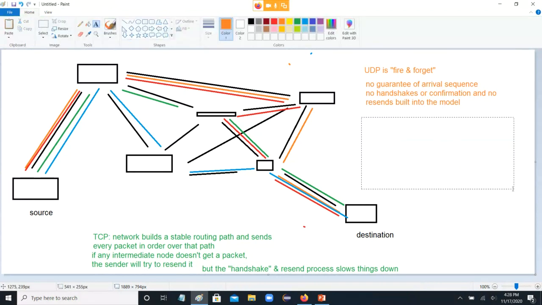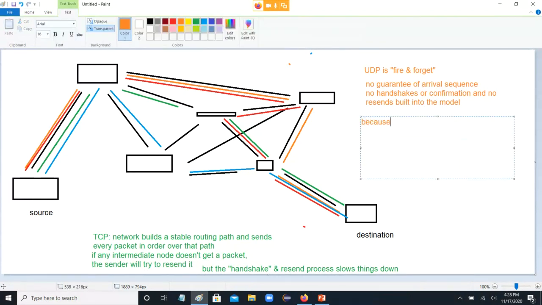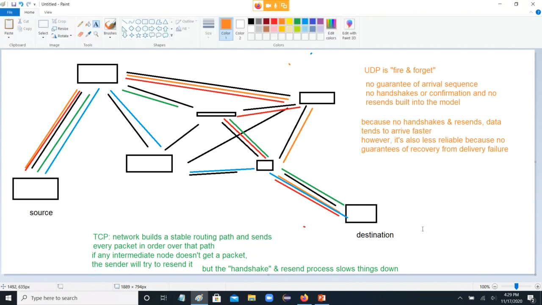So the nice thing about UDP, again, because no handshakes and resends, data tends to arrive faster. So when I say UDP is arguably more technically perfect, this is what I mean. It tends to push more data through the system faster. However, it's also less reliable because no guarantees of recovery from delivery failure. If a packet doesn't get through, TCP will try to resend it. UDP will say, well, it didn't get through. You knew what you signed up for. That was a foreseeable risk.